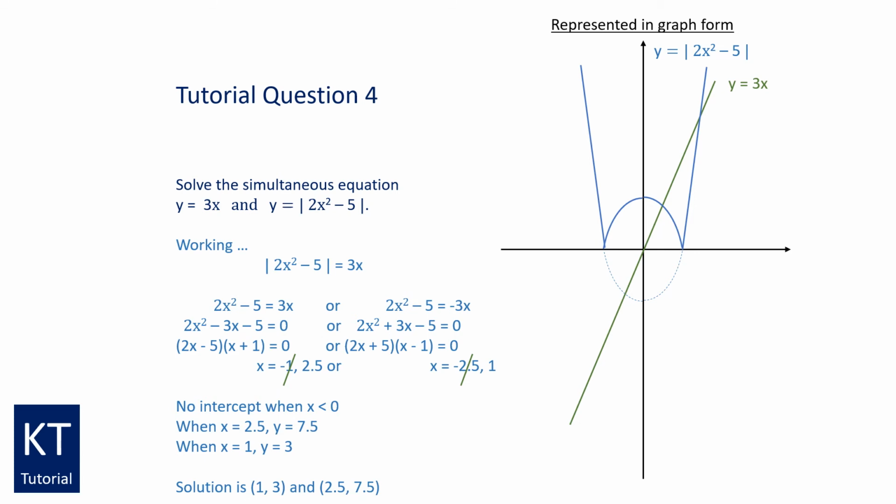By observing the graphs on the right, the y equals 3x line only intercepts the line of y equals modulus 2x squared minus 5 when x is a positive number. Therefore, we would only be looking at when the values are x equals 1 and x equals 2.5 for their respective y's. The solutions are the respective coordinates of (1, 3) and (2.5, 7.5).